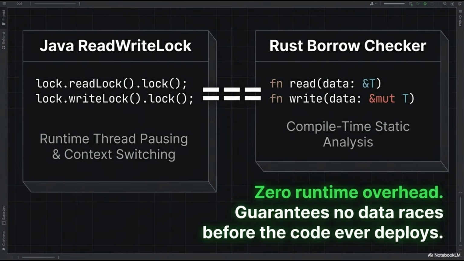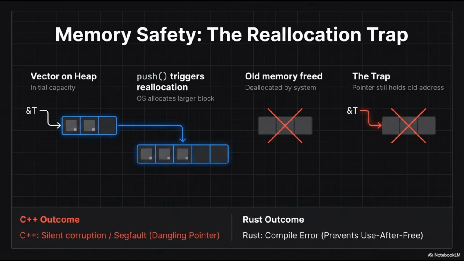To understand the compiler's paranoia here, we have to look at how system memory actually behaves under the hood. Let's walk through the classic vector reallocation bug. Okay, set the stage for us. So think about how an ArrayList in Java or a list in Python operates when it resizes. You have a vector of integers. You create an immutable reference to the very first element of that vector.